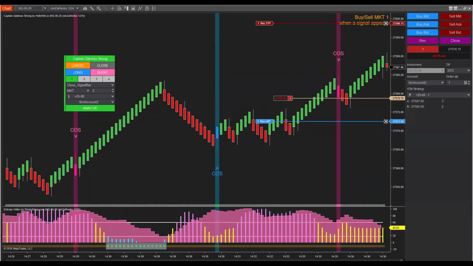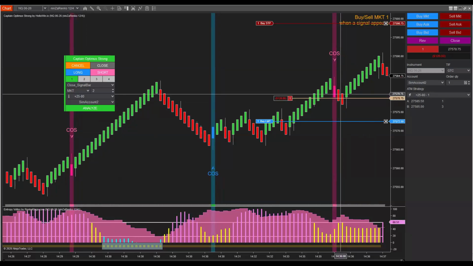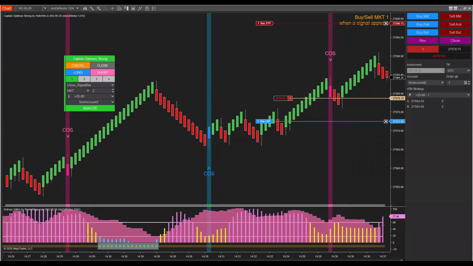Just to answer the question, what is this? So this is the software that took this trade. Okay. I didn't have to look at the chart. I didn't have to be ready. It did everything by itself.